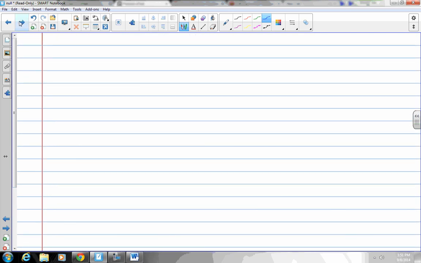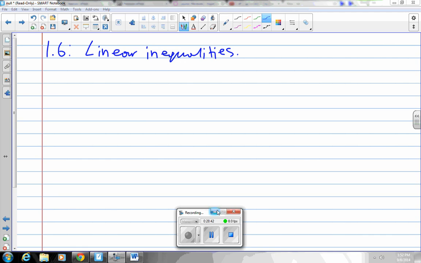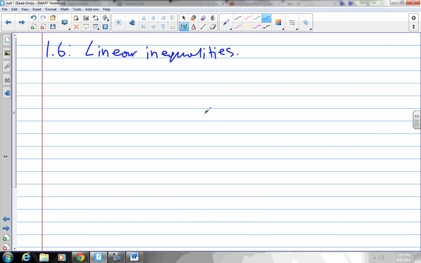So let's finish chapter 1. The last section, 1.6, is dealing with linear inequalities, and that will be the end of chapter 1. So that means, I don't know what that means. What does that mean for you? So linear inequalities, let me just start you off with an example.